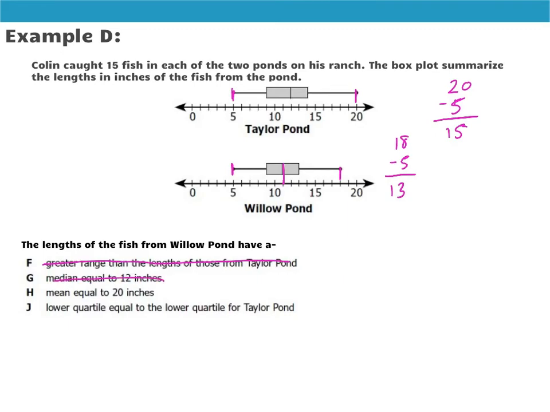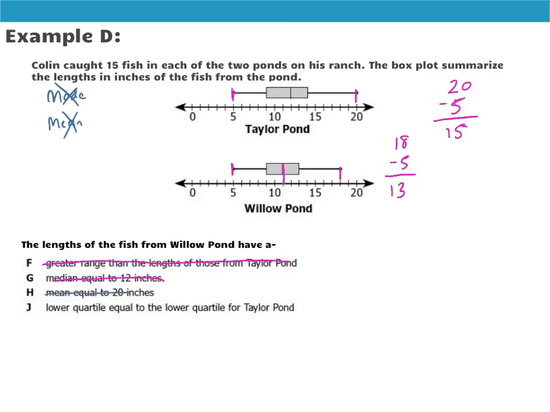Looking at letter H, it says that mean equals 20 inches. Now this is talking about finding the average. We cannot find the average using a box plot. So that's another thing that we now know. We can't find mode, as we talked about at the very beginning of these notes, and we can't find the mean given the graph that we have here. In order to find the mean, we'd have to be able to add up all the numbers and divide by the total numbers that we have. And since we can't clearly see each individual piece of data, we cannot find the mean.